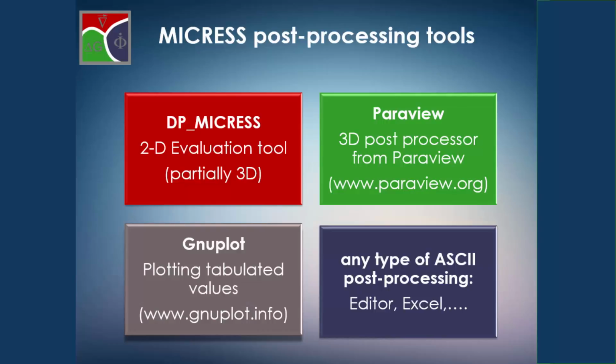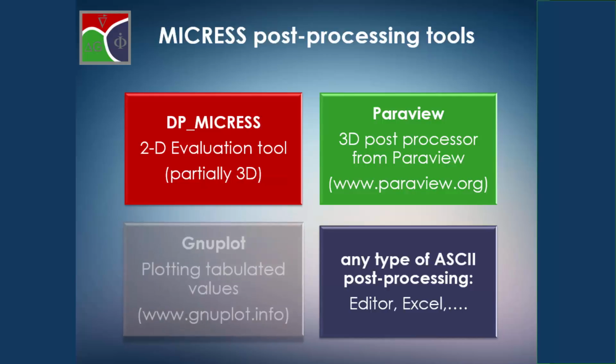As mentioned before, there are several MICRESS post-processing tools available. First of all, there is Display MICRESS, which is a 2D and partially 3D evaluation tool. It is the graphical user interface to display MICRESS results and is provided along with the MICRESS installation. Then there is ParaView, which is the 3D post-processor and is freely available on the ParaView website.